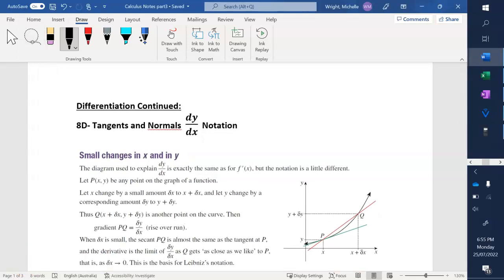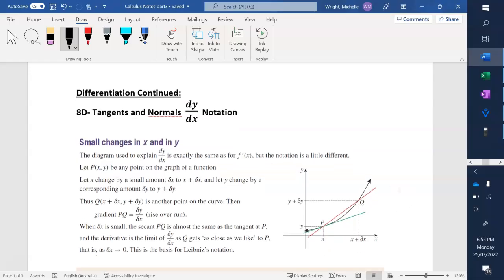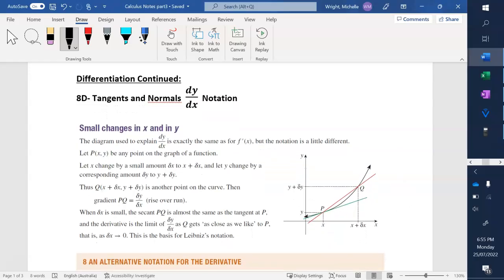We are continuing with differentiation, and where we're up to today, still working in Cambridge, is 8D, tangents and normals, and this new kind of notation which has a D, a Y, over top of a D and an X, and that's what we're going to have a look at today. This will follow on straight from 8C, and the way I'm going to explain this dy dx notation is basically using first principles. And I'll show you a little bit where that comes from.